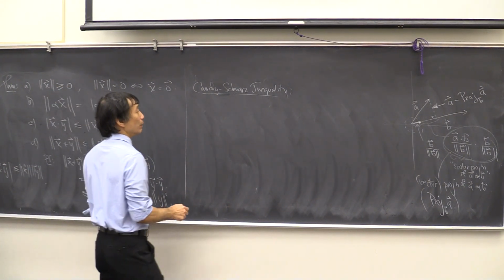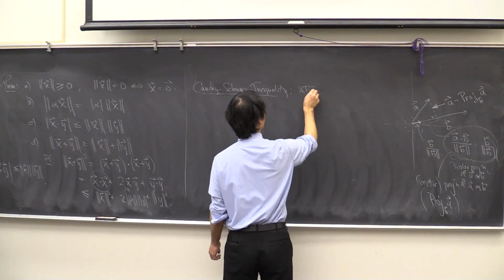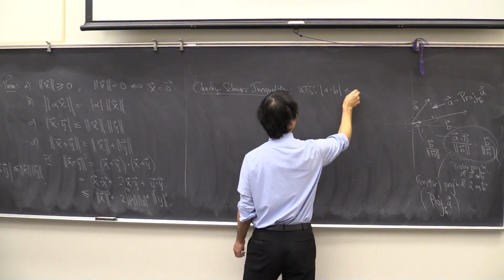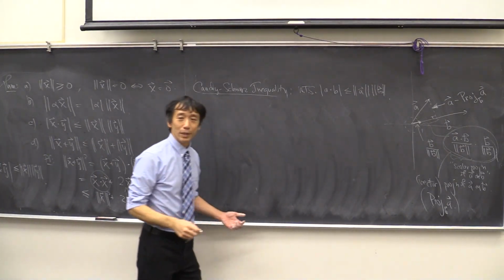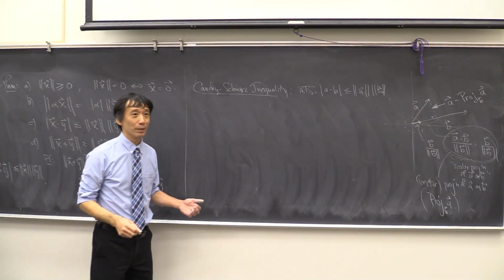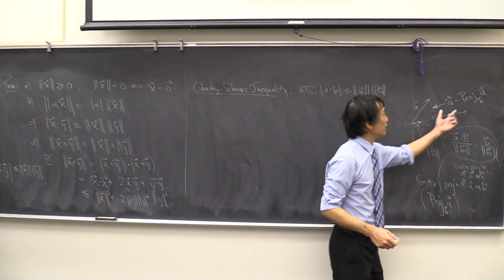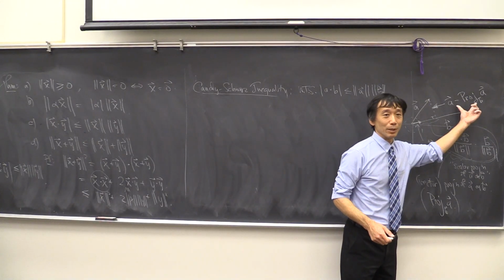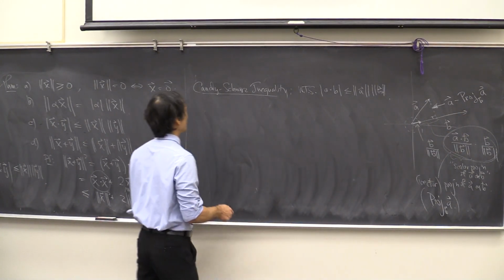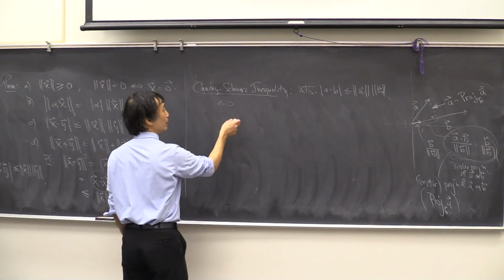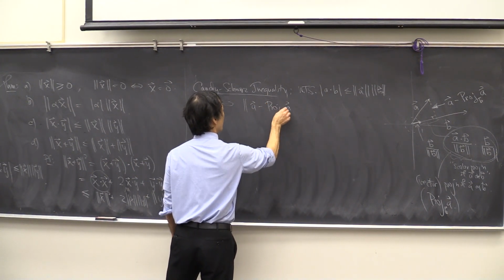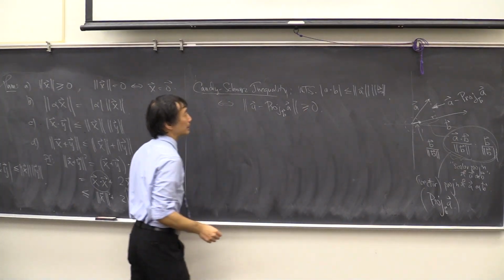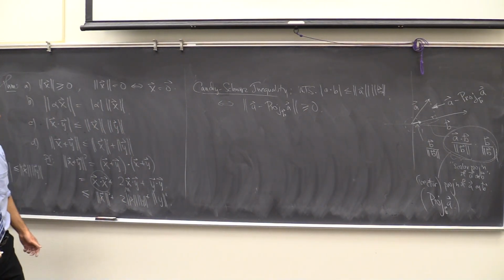So we want to show that the dot product of A against B is controlled by the product of the norms. And that turns out to have the following geometric meaning: the magnitude of this is bigger than or equal to 0. That's it. So the Cauchy-Schwarz inequality is equivalent to the statement that the magnitude of this thing is bigger than or equal to 0. Okay, so let's see that.